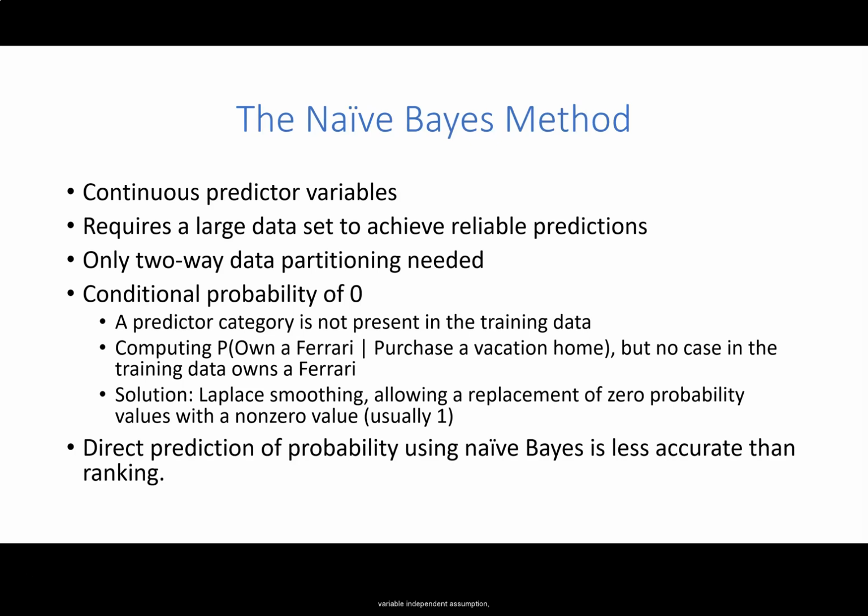Finally, keep in mind that due to the variable independence assumption, the estimated probability may not be very accurate, but the ranking of the probabilities is likely to be more accurate. Therefore, using naive Bayes for ranking, for example, identifying customers who are more likely to purchase, would be a more fruitful endeavor compared to trying to predict the probability of purchase accurately.